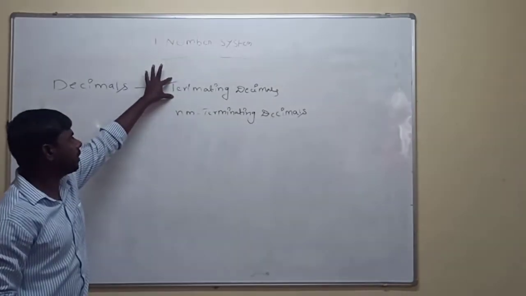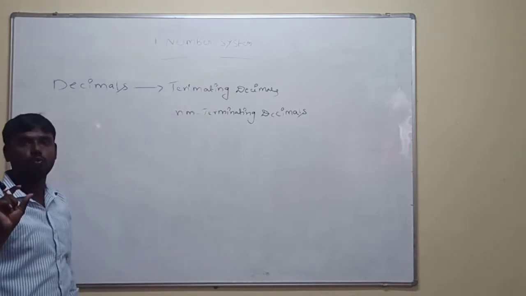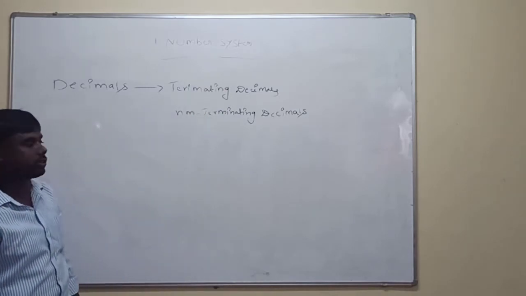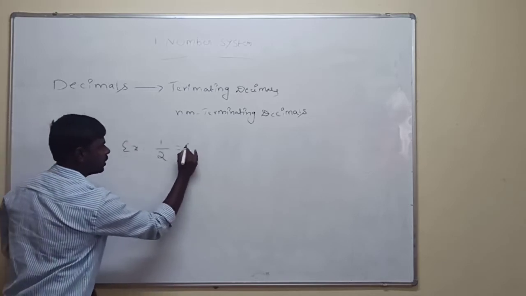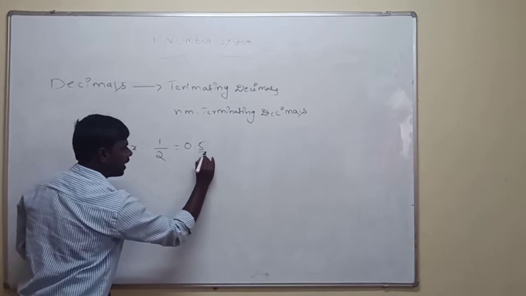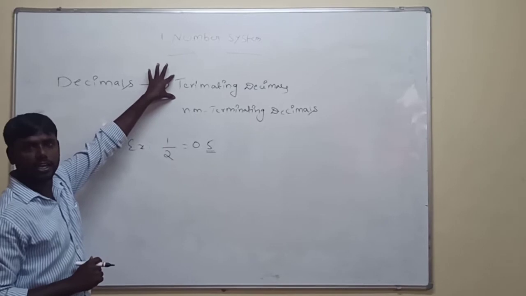What do you mean by terminating decimals? It means a decimal with only a finite number of places. Example, 1/2, the value is 0.5. Only a finite number of places. It is called terminating decimals.